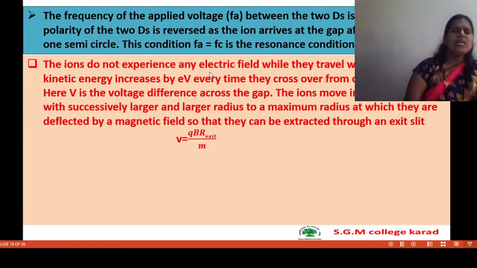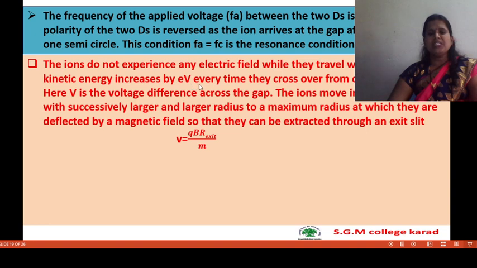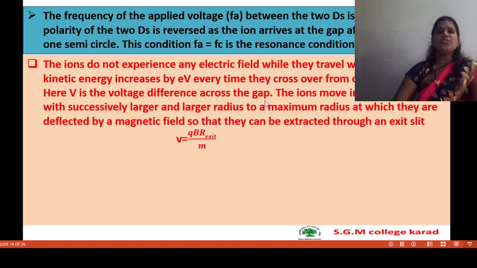Now see, the ions do not experience any electric field inside the Ds. In between, both electric and magnetic fields are present, but inside the disk there is only the magnetic field. While traveling within the disk, the ions do not experience any electric field, but their kinetic energy increases every time they cross from one disk to another because of the voltage difference across the gap. The ions move in a circular path of successively larger and larger radius, up to the maximum radius at which they are deflected by the magnetic field.